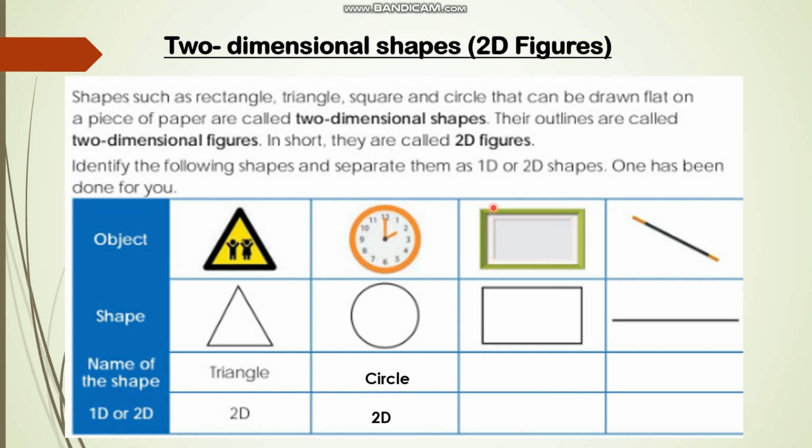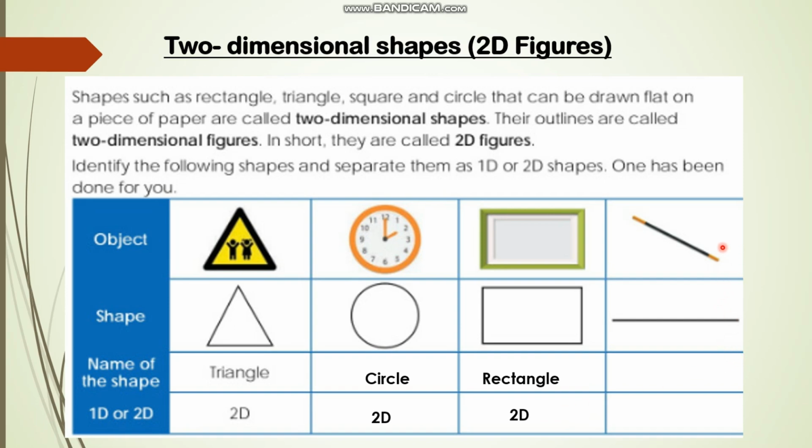Now look at the next one. It's a photo frame. What is the shape of this photo frame? Yes, it is rectangle. It is rectangle shape. And tell me the spelling of rectangle. R-E-C-T-A-N-G-L-E. Rectangle. Okay, children? And is it a 1D shape or 2D shape? It's a 2D shape, two-dimensional shape.